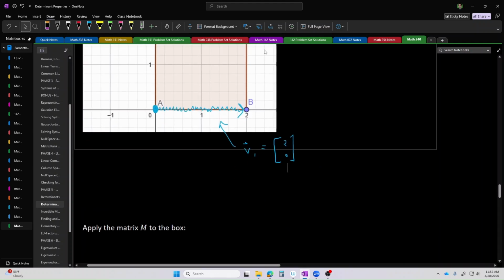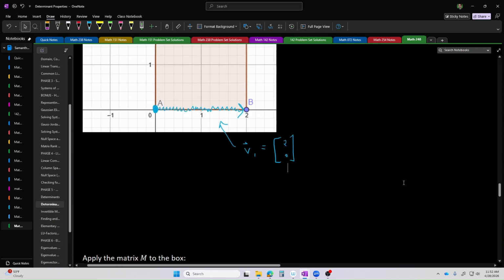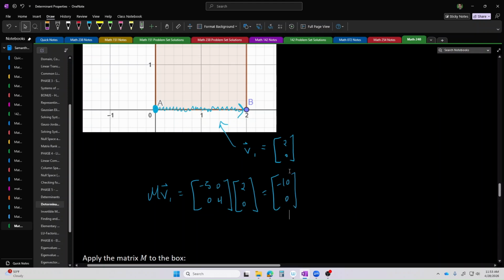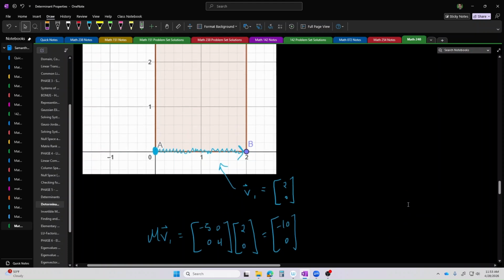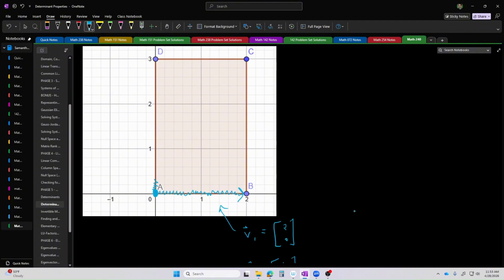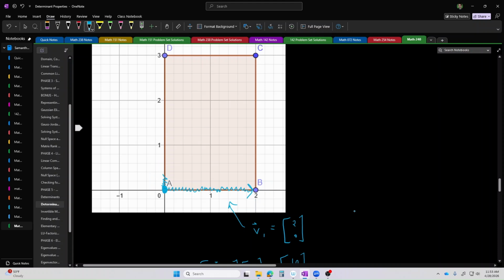If I apply the matrix M to this particular side of the box, let's see where it ends up. M applied to this vector, -5, 0, 0, 4, applied to this vector, gives us a result of -10, 0. So after being manipulated by the matrix M, this vector that points 2 units to the right is now pointing 10 units to the left. You could also do that same action on other vectors in this picture. For example, a vector pointing straight up, forming the left side of the box.